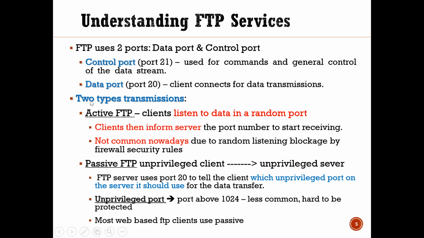Well, there are two types of transmissions here in FTP. The first one is active, and the other one we call passive, which is actually the most common one. When we talk about active FTP, the clients usually listen for data on a random port. It doesn't matter if it's port 20 or any kind of port. So the client then informs the server of the port number on which they are receiving data. It is the client that decides which port he prefers to receive the data from.